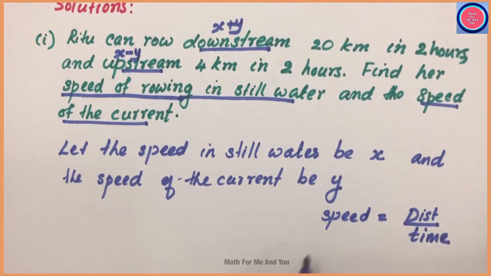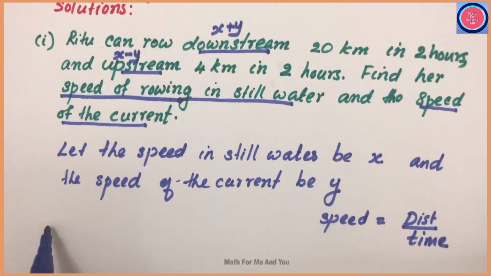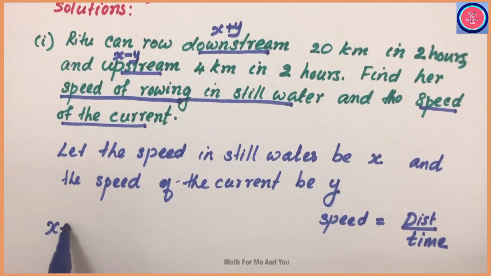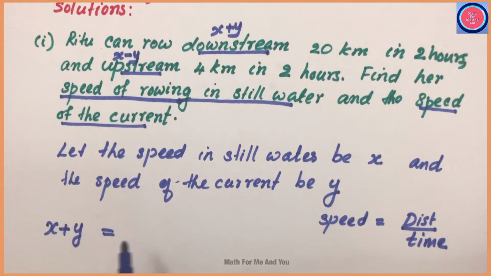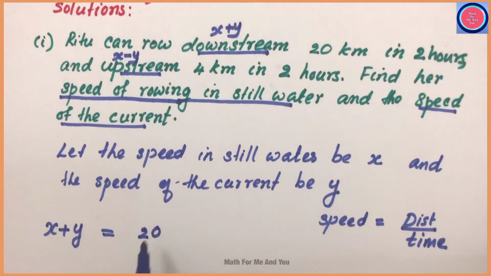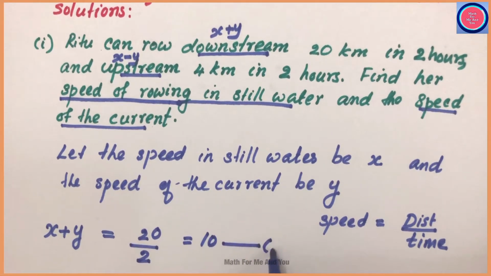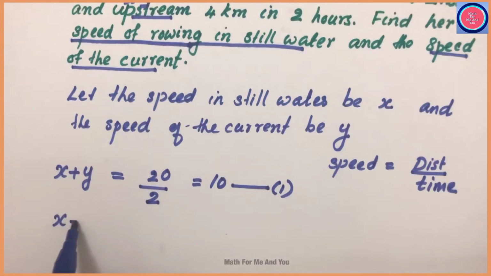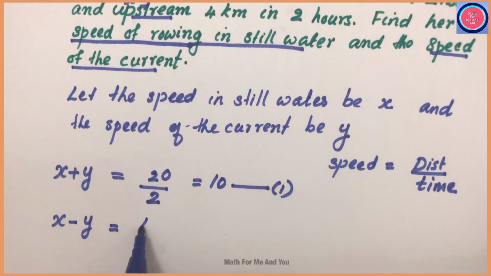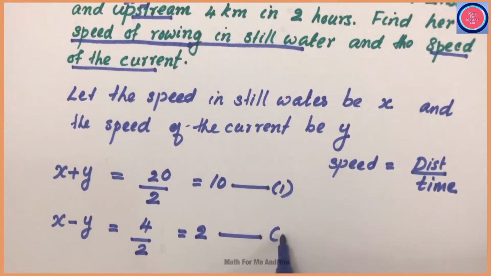In this question it is given Ritu can row downstream 20 km in 2 hours. That means downstream speed, x plus y, is equal to distance 20 by time 2. 20 by 2 is how much? 10. Here we get the first equation, x plus y equals 10. Then the upstream speed, that is x minus y, is equal to distance 4 and time 2. 4 over 2 equals 2. Let it be equation number 2.